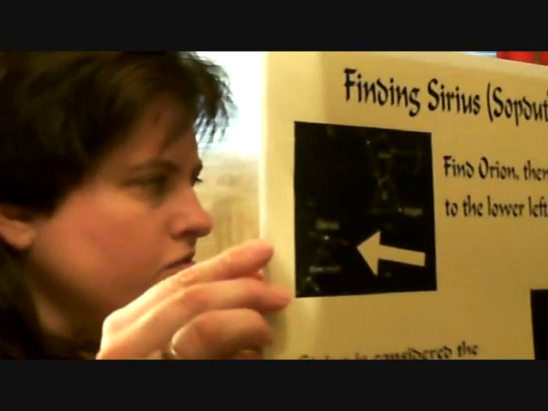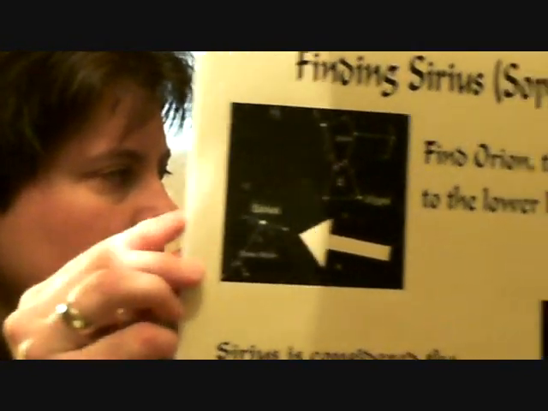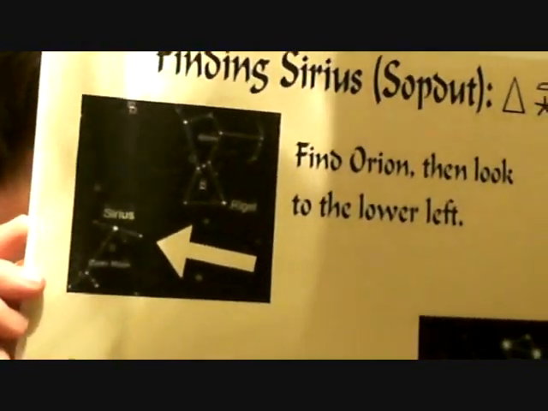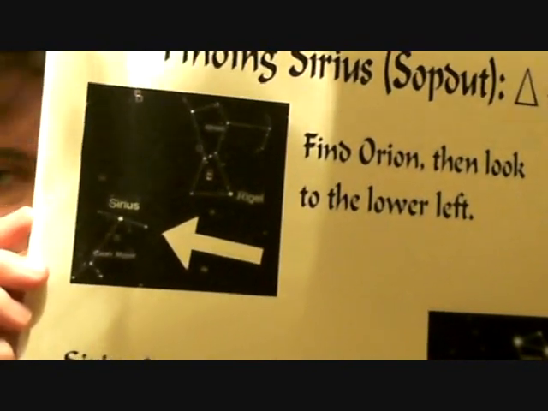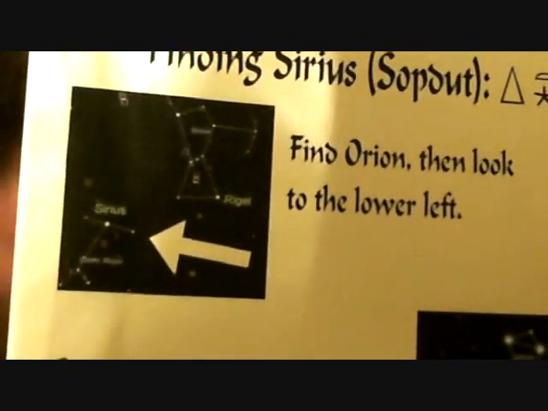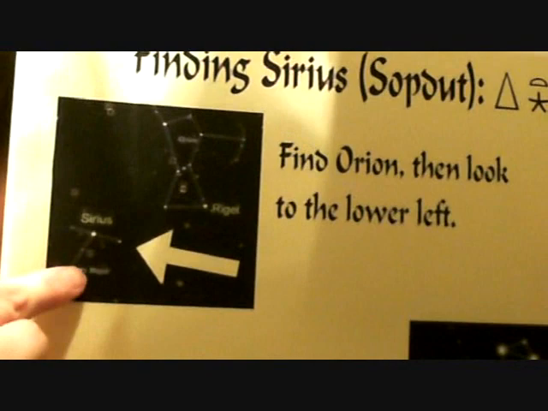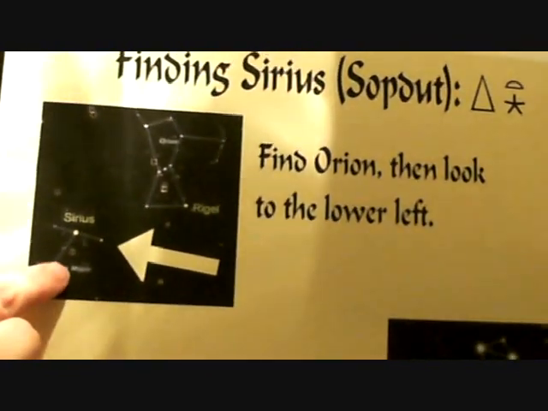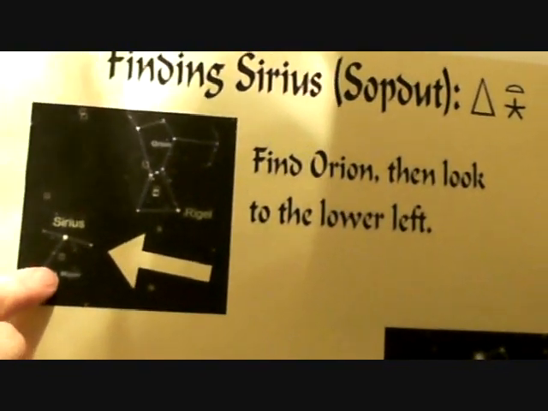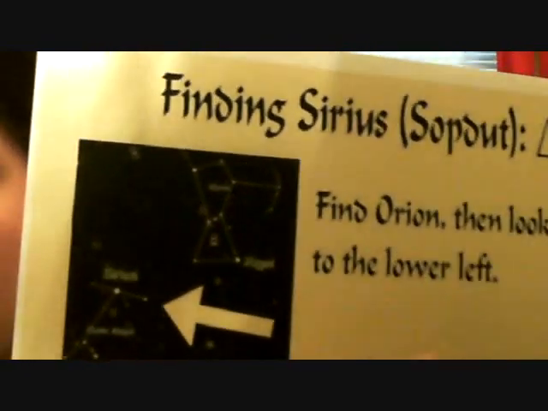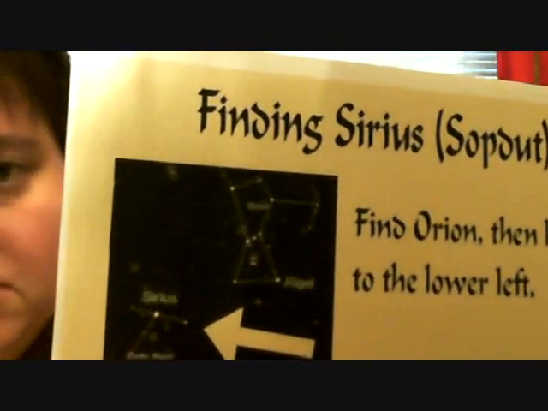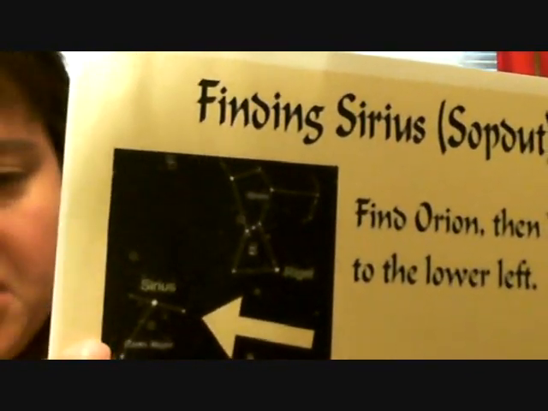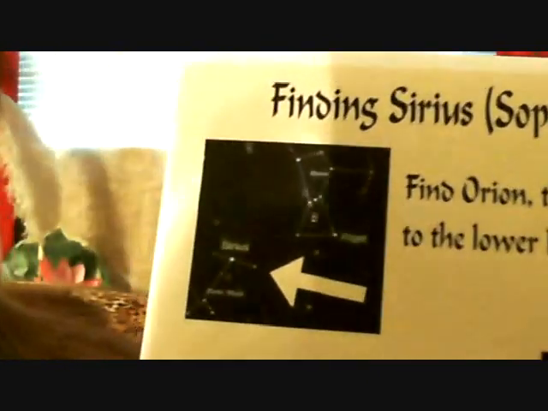Hopefully these graphics will be reasonably understandable. Okay, if you know what Orion looks like, you can see it here, and Sirius is going to be down and to the lower left. Just find the kilt, basically, of Orion, and then Sirius will be next to it.